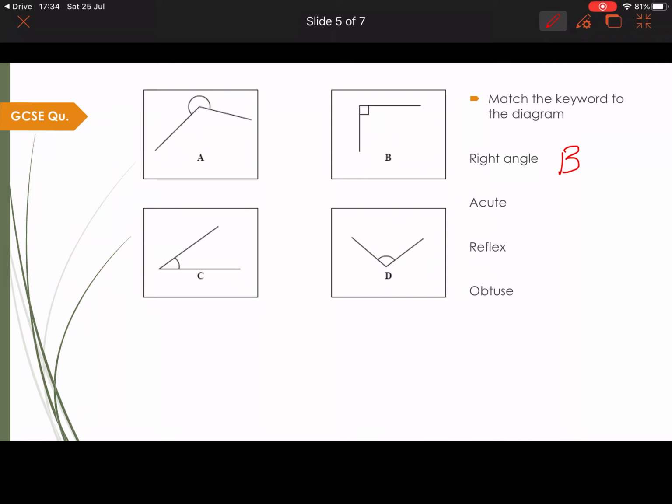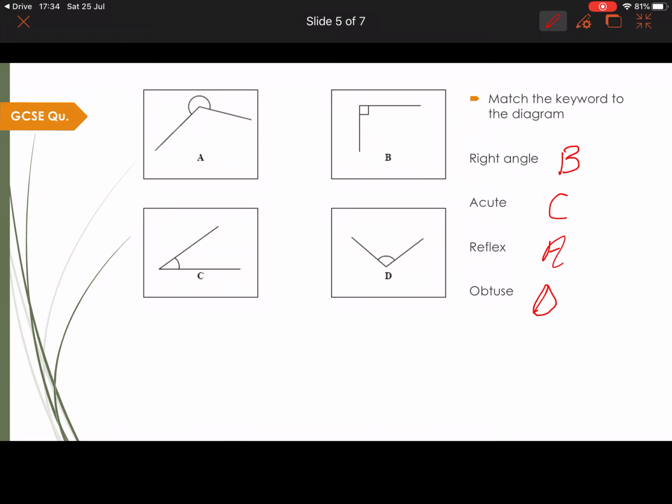An acute angle is less than 90, so C. A reflex angle is bigger than a straight line, but not quite a full turn, so that would be A, which means that D is obtuse. Bigger than 90, but not quite a straight line yet.